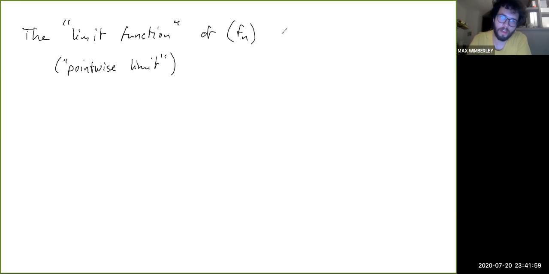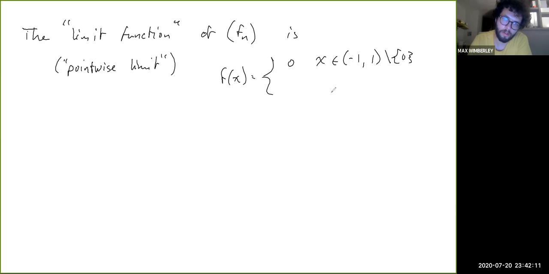The limit of the sequence fn is f of x equals 0 for x in -1, 1 without the point 0, and 1 if x equals 0. Okay? So that's clearly, f is discontinuous, right?